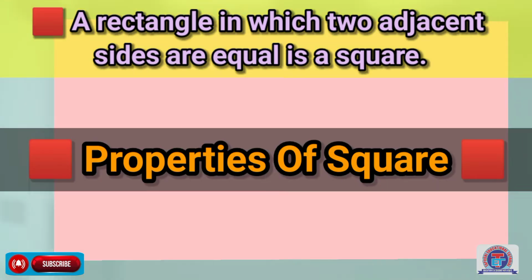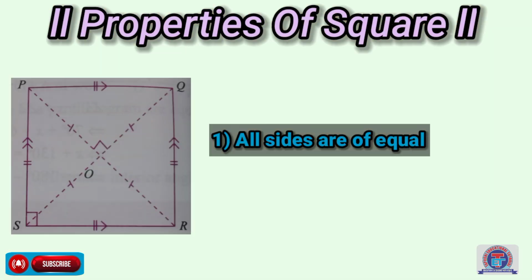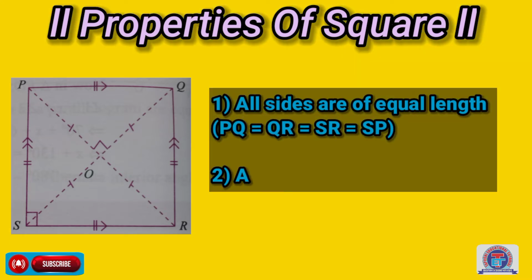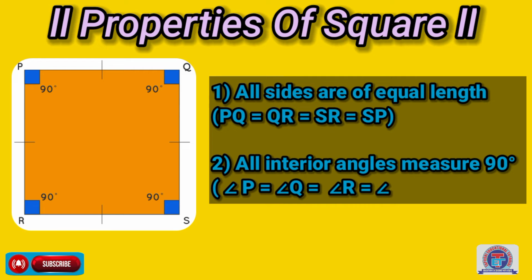Properties of a square. Number 1, all sides are of equal length. From this figure, here we can mention PQ is equal to QR is equal to SR is equal to SP. Number 2, all interior angles measure 90 degrees. So from this figure we can say that angle P is equal to angle Q is equal to angle R is equal to angle S is equal to 90 degrees.